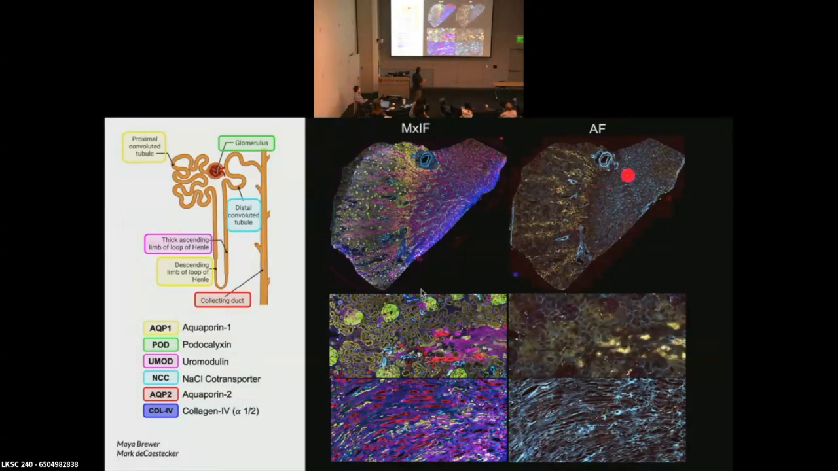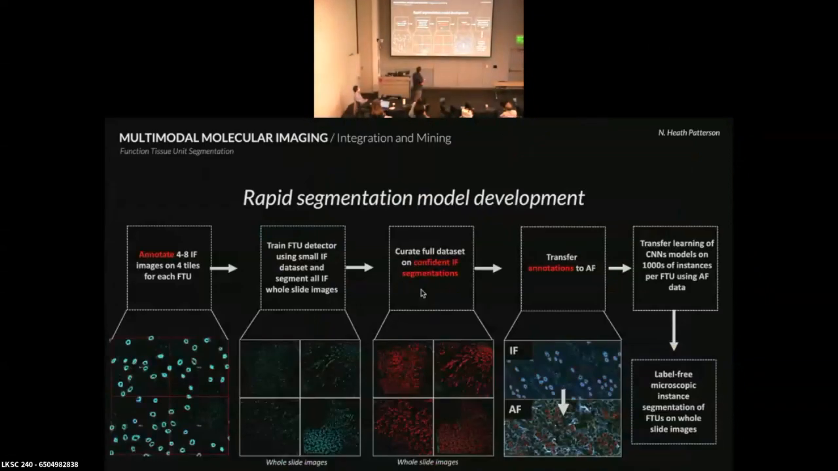I should point out this is 3 channels, so red, green, blue autofluorescence. And then we collect the multiplex immunofluorescence. Of course, we're choosing markers that are marking the specific functional tissue units of interest. The multiplex immunofluorescence, as all of us are aware, is very specific. So it doesn't take many examples to train a computer to recognize functional tissue units based on multiplex immunofluorescence.